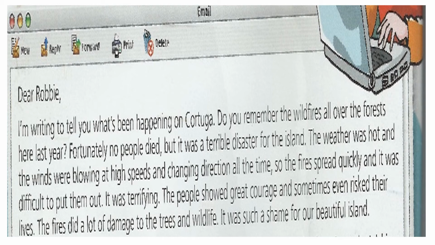It was terrifying. The people showed great courage and sometimes even risked their lives. The fires did a lot of damage to the trees and wildlife. It was such a shame for our beautiful island.